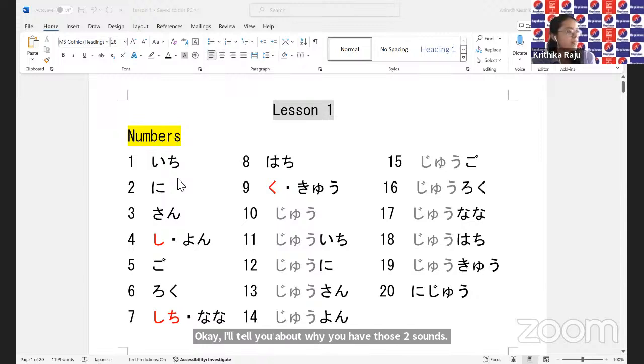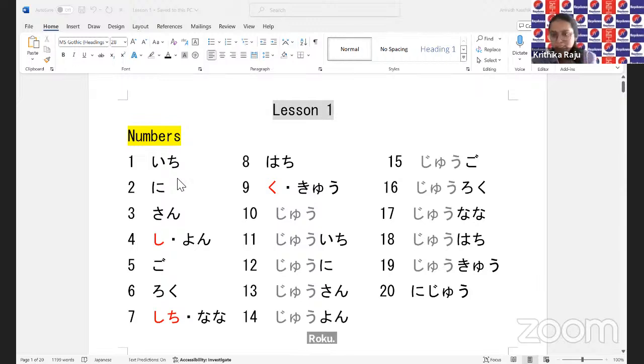What is number 5? Go. Number 6. Roku. What is number 7? Nana or shichi. Again, you have 2 sounds, right? Nana, shichi. Very different sounds. Number 8. Hachi. Number 9. Kyu.